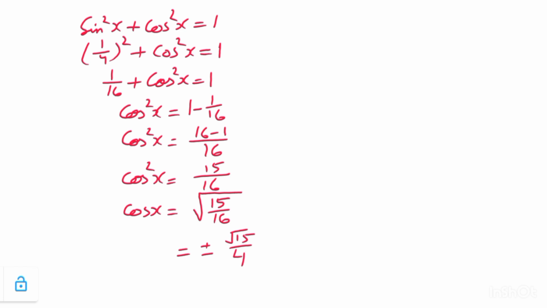But x is given in the second quadrant, in this quadrant, and here sine and cosec are positive, so cos will be negative, so the value of cos x will be negative root 15 by 4.